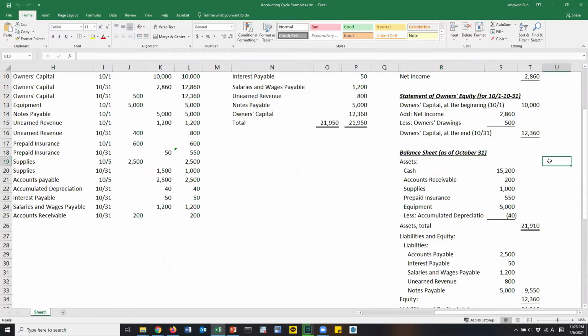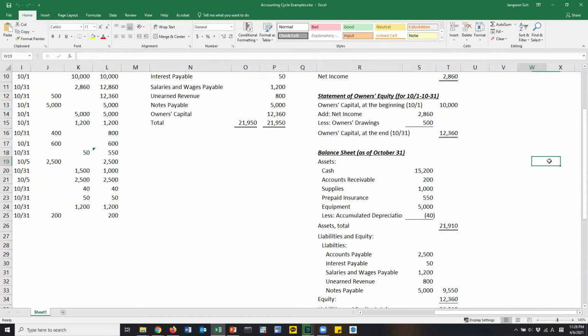Okay, again, you need to classify assets into different groups. The first is current assets. Under the current assets, you have things such as cash, accounts receivable, supplies, prepaid insurance. They are all that you can cash in 1 year. They are examples of current assets.